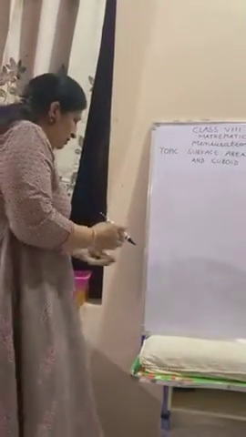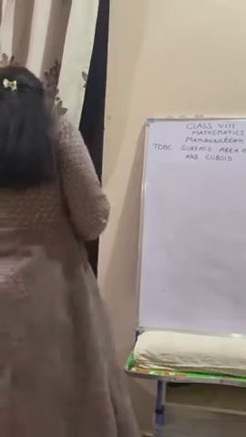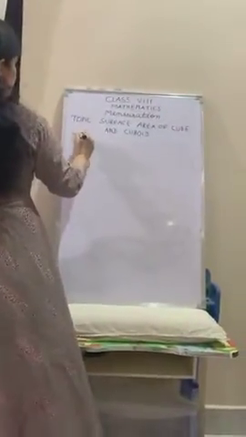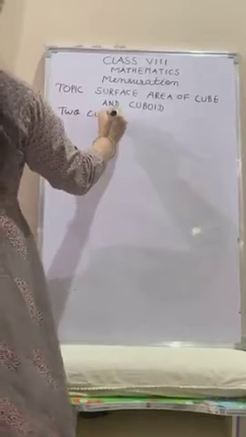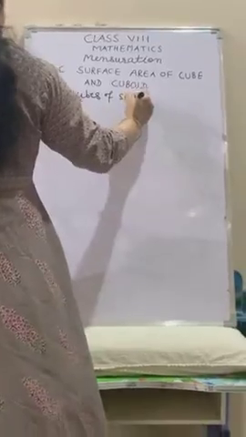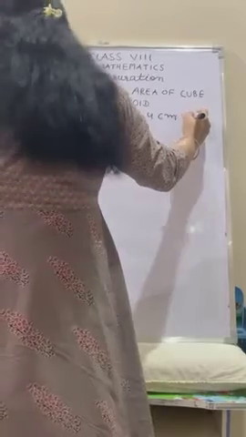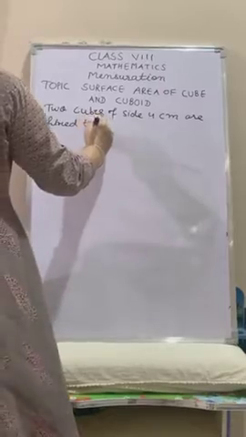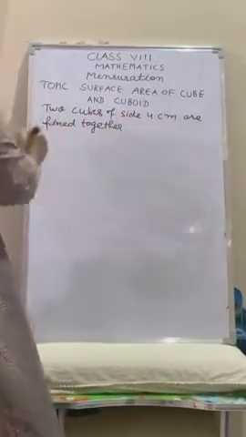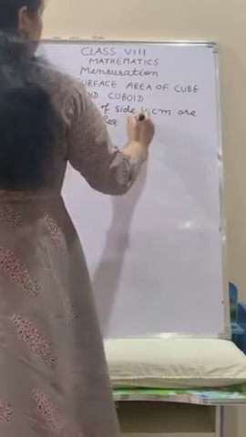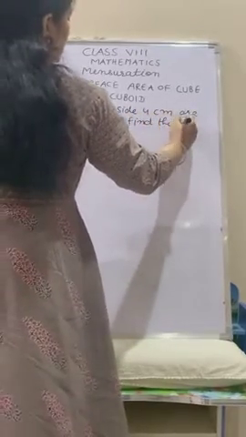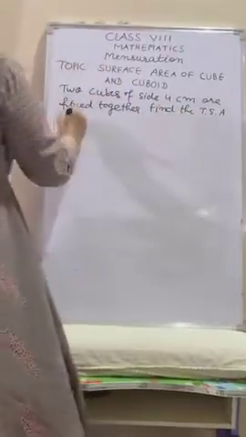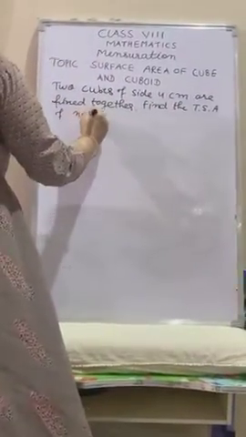Now see the example. Two cubes of side 4 centimeter are fixed together. Cubes means having length, breadth and height the same. Find the total surface area of the new solid formed.